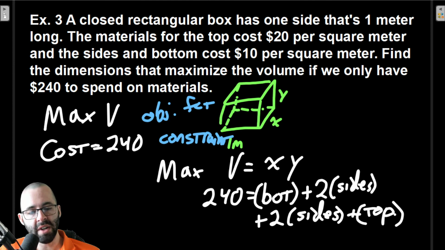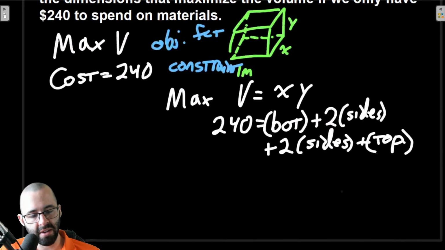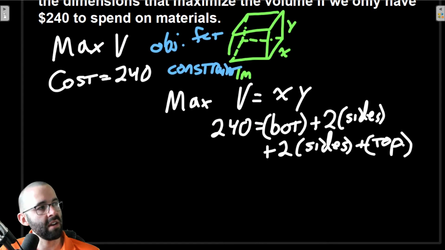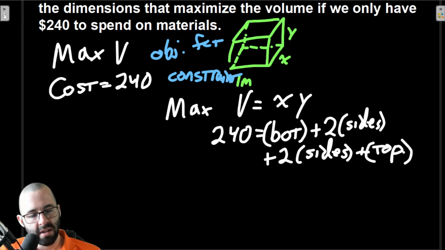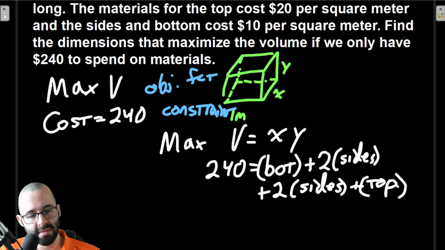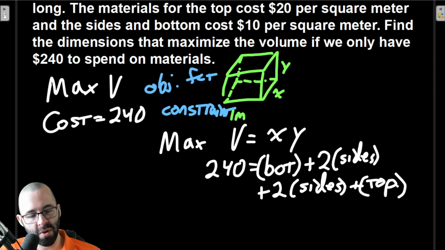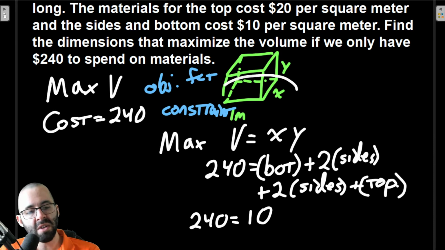So the top is $20 per square meter. And the sides and the bottom, I can't read the problem. All right. Top is $20 per square meter. The bottom is $10. So the bottom is going to be $10 per square meter. What's the area of the bottom? Length times width. Area of the bottom is just x. So the cost of the bottom is going to be 10x.